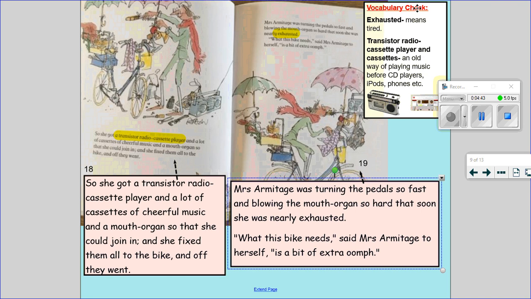So vocabulary check. Exhausted means really tired, and a transistor radio cassette player and cassettes is basically an old way of playing music. Miss Hendy doesn't like that because I had a cassette player and I like to think I'm not old. Basically, it was before CDs and iPods and phones. You get a tape, it was called, and it had a tape inside which would wind around, and you'd put it in the cassette player, and that's how you'd play music.